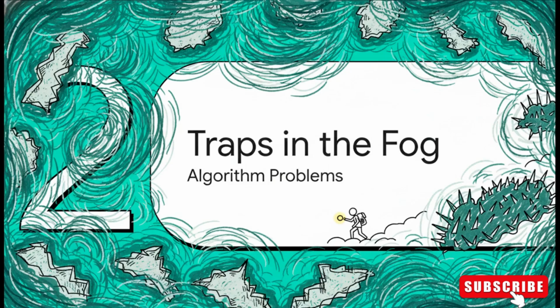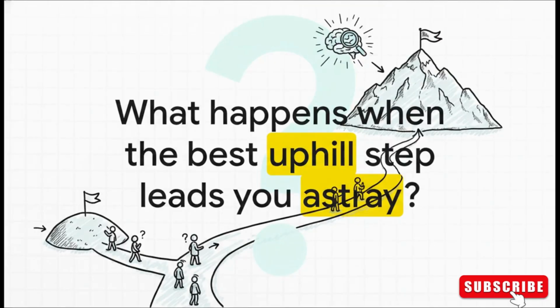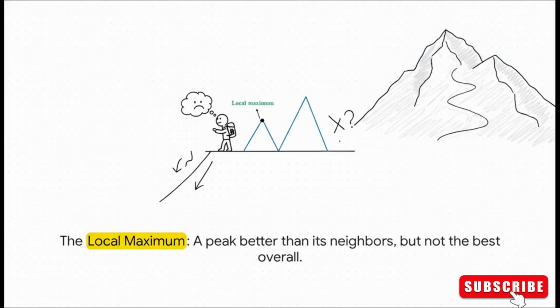This simple, greedy strategy has some pretty serious blind spots. That fog we've been talking about is full of traps that can easily fool our climber. That always go up rule sounds great, but what happens when the best uphill step in front of you doesn't lead to the main summit, but just to some smaller hill? This is where our simple climber can get into real trouble. And this is trap number one, the most common one, the local maximum.